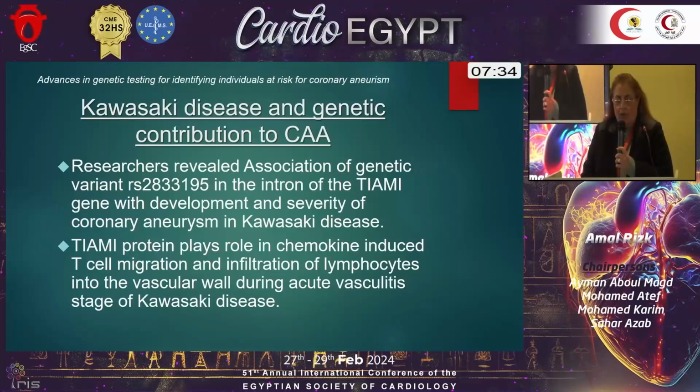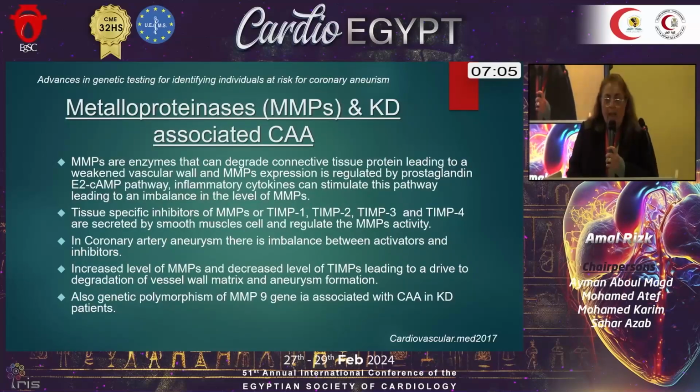Researchers revealed an association of a genetic variant, which is rs2833195, in the intron of the ITPKC gene, with the development and severity of coronary aneurysm in Kawasaki disease. The protein plays a role in chemokine-induced T-cell migration and infiltration of lymphocytes into the vascular wall during the acute vasculitis stage of Kawasaki disease.